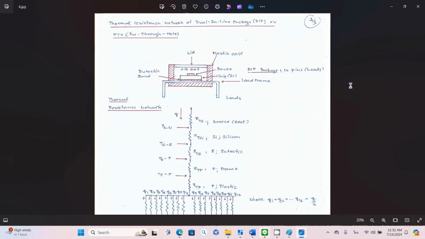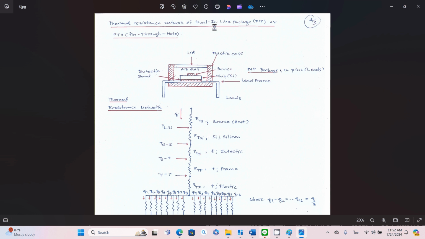Okay, I will wrap up with the thermal resistance network for dual inline package, or DIP for short, or PTH, pin through hole. Dual means 2. This means your package has 2 rows of pins or leads. And PTH, by the name, you have to drill your PCB, or printed circuit board, to do soldering to mount your package or your IC. That's how come the name PTH, pin through hole. You also have the surface mount. You have a leadless package, etc.